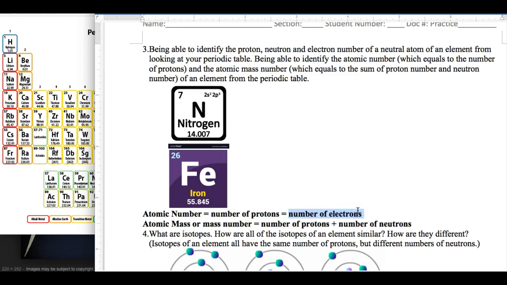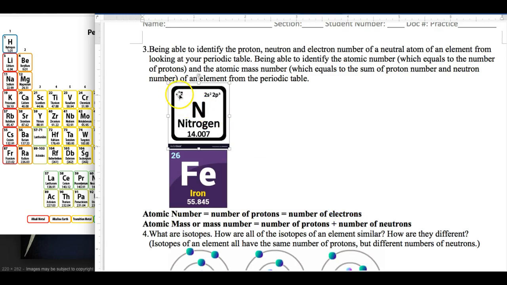I want you to assume every time, unless I tell you that a certain atom has a positive or a negative charge, that this atom is neutral, right? In order for something to be neutral, you have to have the same number of positive charges and the same number of negative charges, meaning that you have to have the same number of protons and the same number of electrons. So take nitrogen as an example.